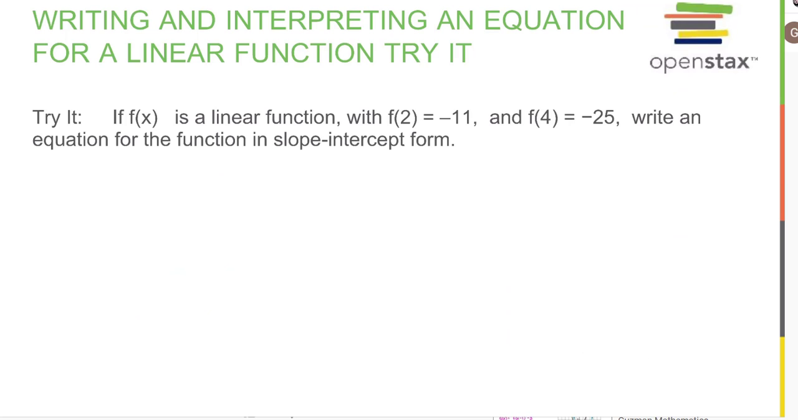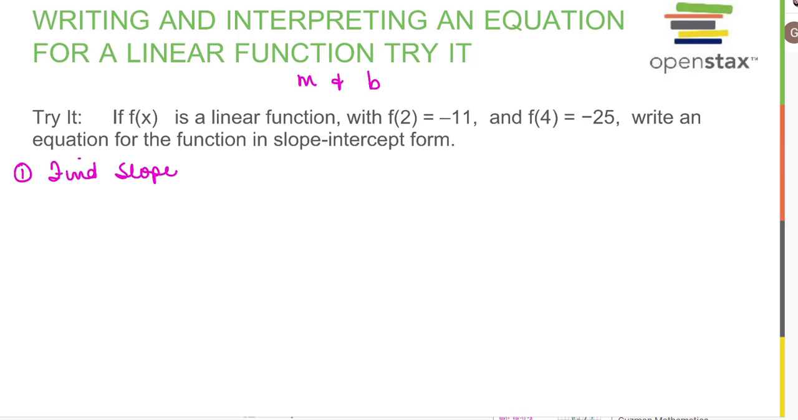Okay, next we have a try it, but I'm going to go ahead and try this one with you because it's a little bit different than the last one. It says, if f(x) is a linear function with f(2) equal to negative 11 and f(4) equal to negative 25, write an equation for the function in slope-intercept form. So we need m and we need b. They don't give us either one. So we're going to do that first step and find the slope.